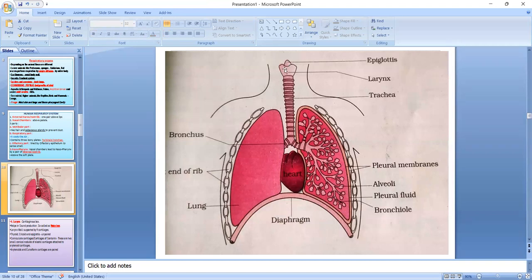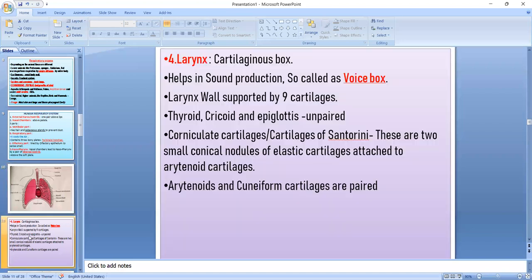In the digestive system explanation, the pharynx enters into the esophagus through an aperture called the gullet. So gullet and glottis. Glottis is covered by the epiglottis. So let's see about the larynx. It helps in sound production, so it is called the voice box. This is a point to remember.